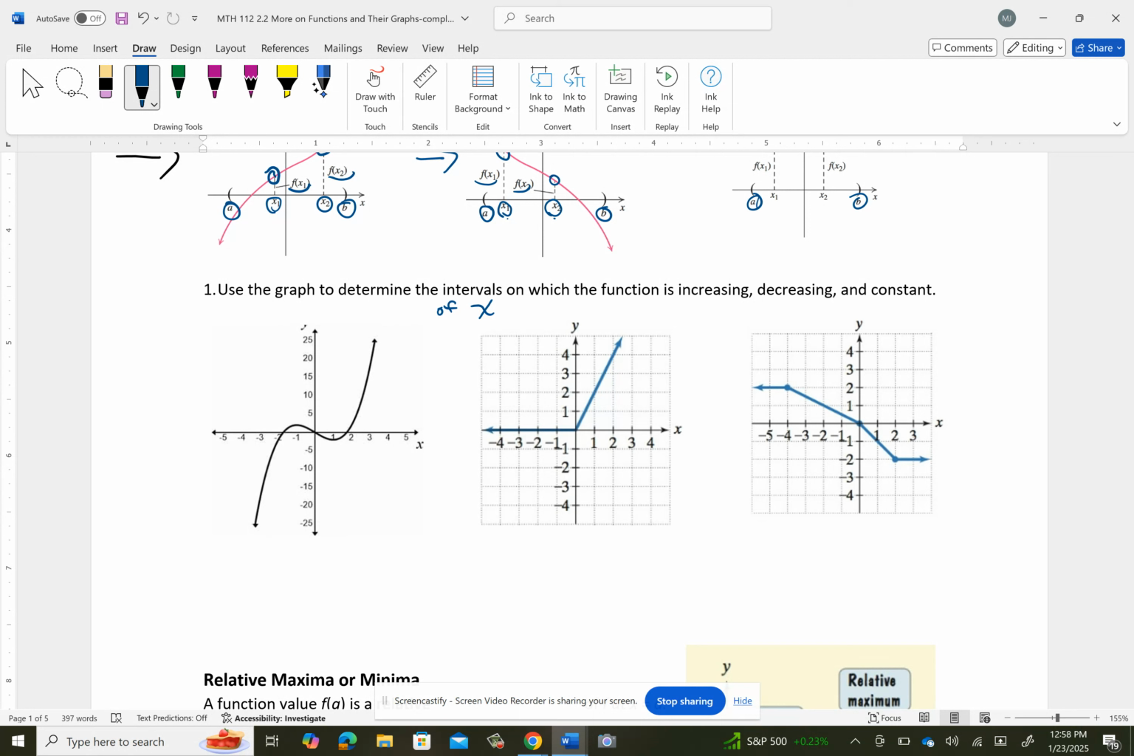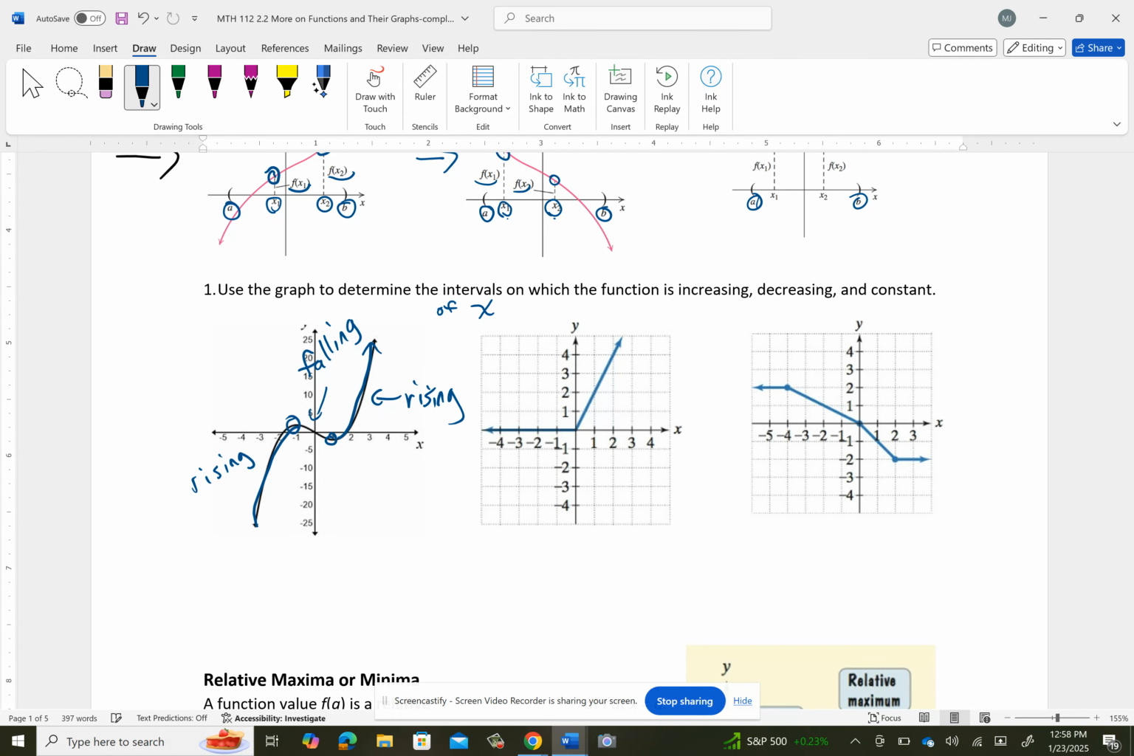When you're looking at the first one, it looks like here it's rising until I get to this spot. And then between those two it seems to be falling. And then here it seems to be rising again.